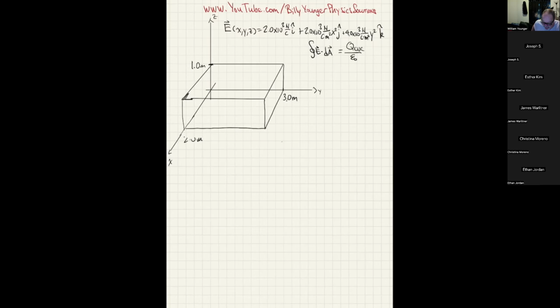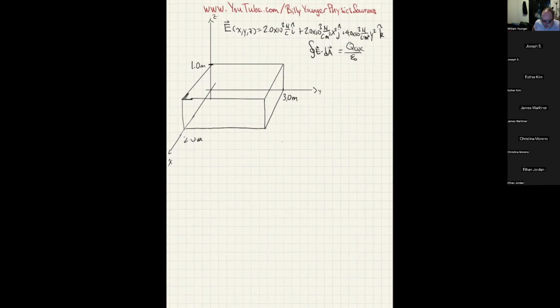had a Z value with the K component, then on that top surface, Z is equal to 1. I would have to replace the Z in that third component. And I only have to do that third component because remember, it's going to be a dot product with the dA vector. The dA vector for that top surface is going to point up, which is in the K direction. So only that one's going to matter on that top surface.